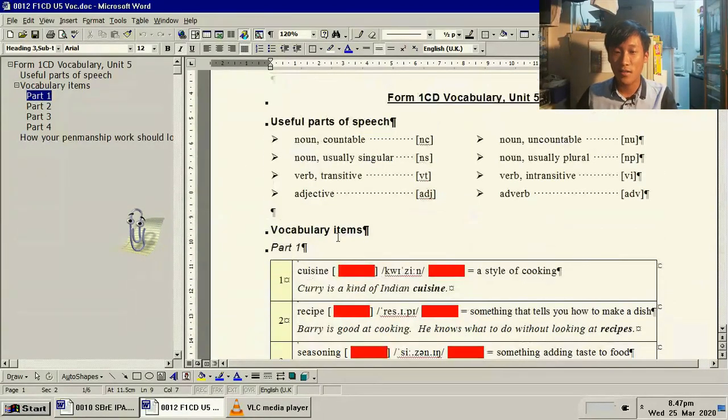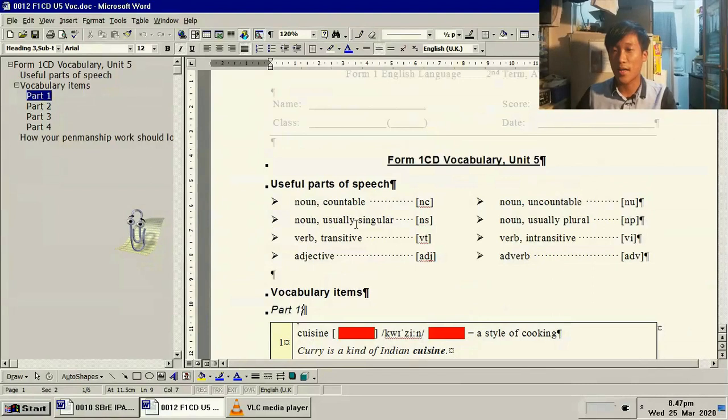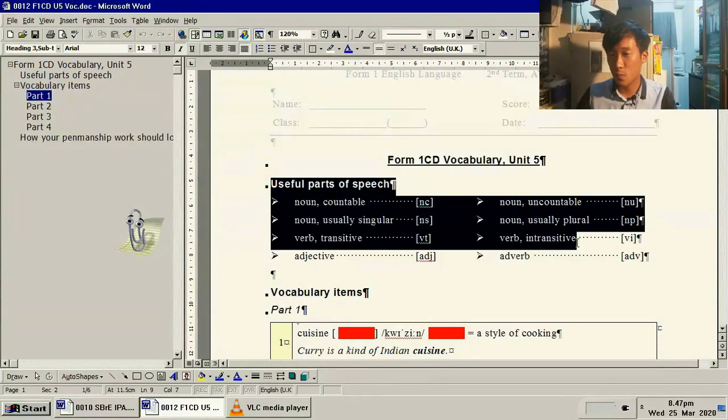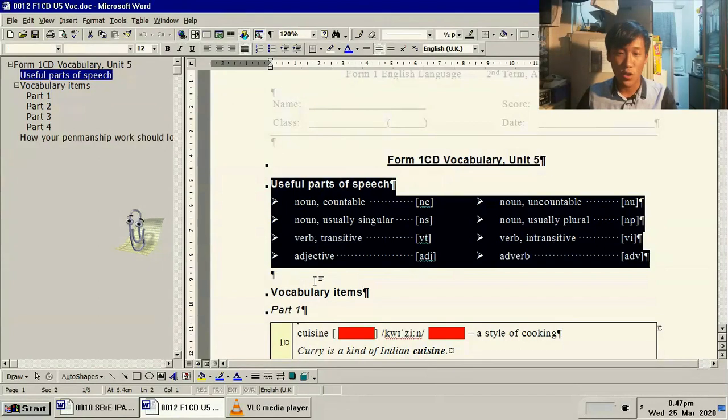Before taking a look at the vocabulary items, let's have a look at what's new. In the second term, I have added in something new for you based on what we have learned in Form 1, and we are going to continue. So here we have a new part. I've added in a useful parts of speech section for you.